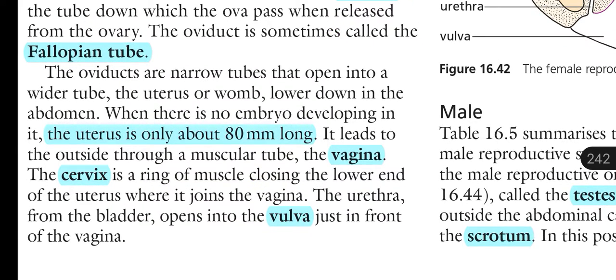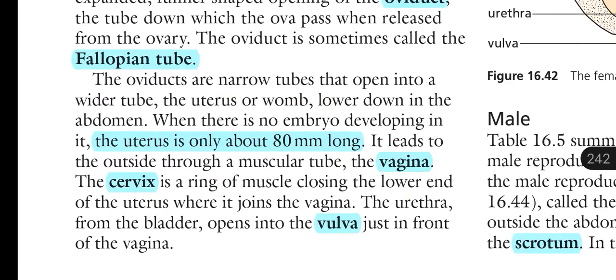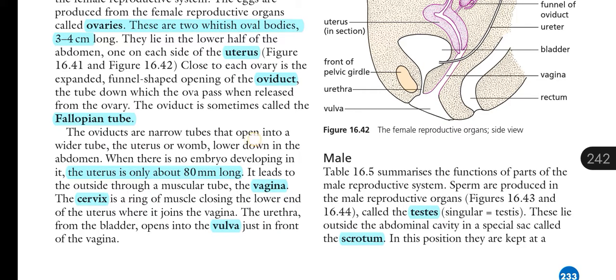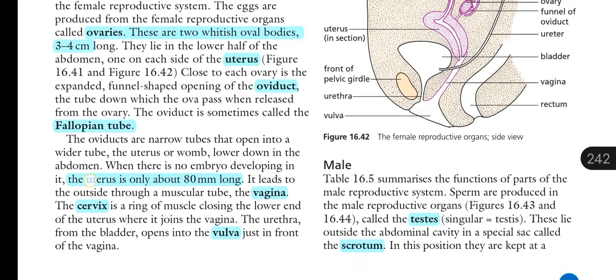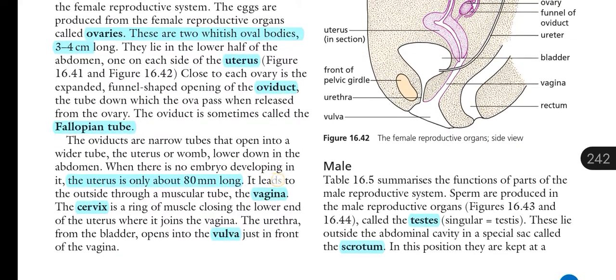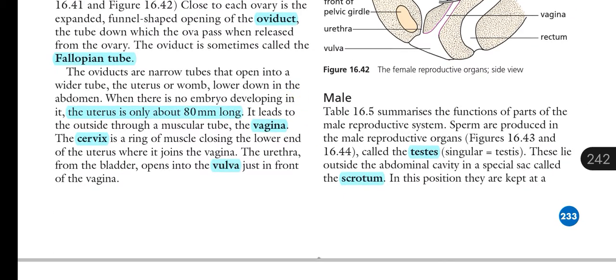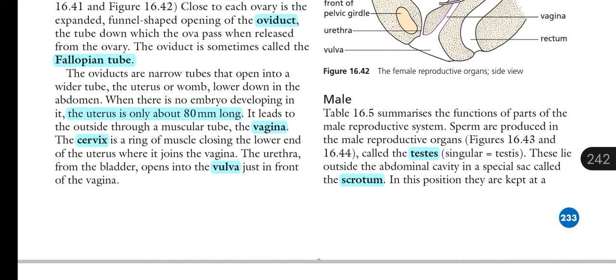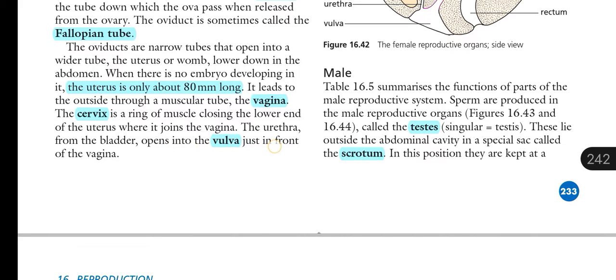The oviducts are narrow tubes that open into a wide tube, the uterus or the womb. The other name of the uterus is womb. Lower down in the abdomen, when there is no embryo developing in the uterus, it is only about 80 mm long. It leads to the outside through a muscular tube known as the vagina, and the cervix is a ring of muscles closing the lower end of the uterus where it joins the vagina. The separate opening of the urethra is on the external surface, called the vulva. The urethra from the bladder opens into the vulva just in front of the vagina.